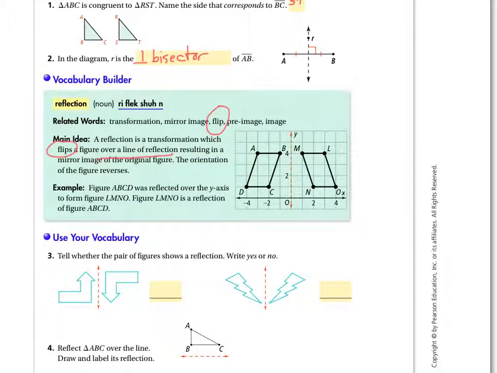In fact, if I had this on paper, I could fold the paper right here at the line of reflection, and this figure would lie exactly on top of that figure. So that's really how you could tell if something's a reflection.